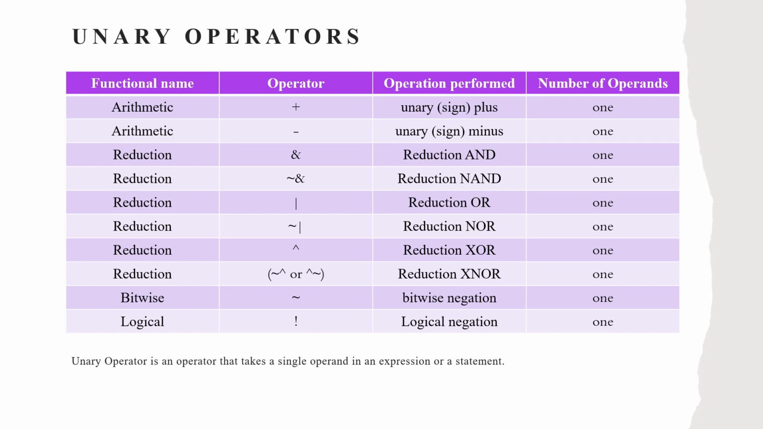And reduction operators are also known as unary operators because they have only one operand, like reduction AND, reduction OR, XOR, and bitwise negation and logical negation are also known as unary operators. Logical negation converts a non-zero value to zero and vice versa. But in the case of bitwise negation, it inverts all the bits.